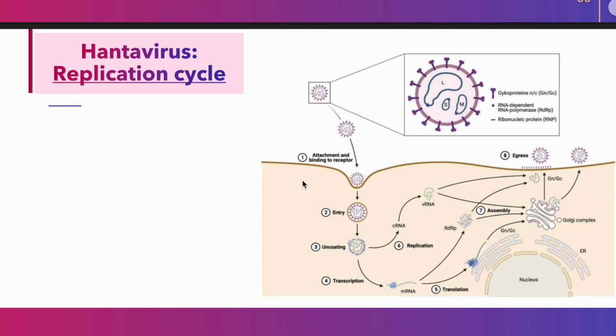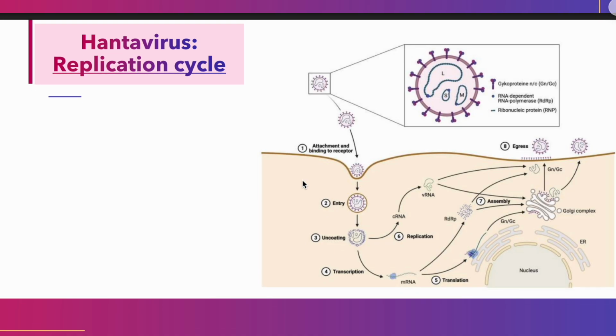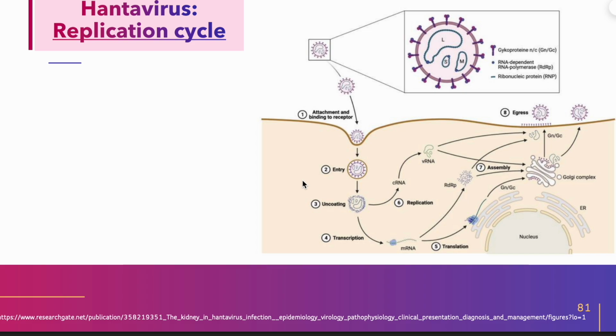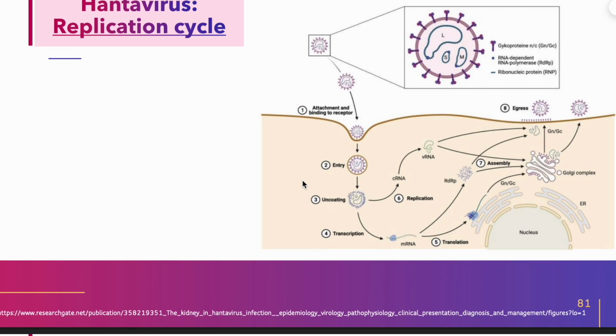It is an acute respiratory infection. For replication, as a spherical virus, it enters the host cells, uncoats, replicates in the cytoplasm, and goes out with the envelope, so it uses budding.